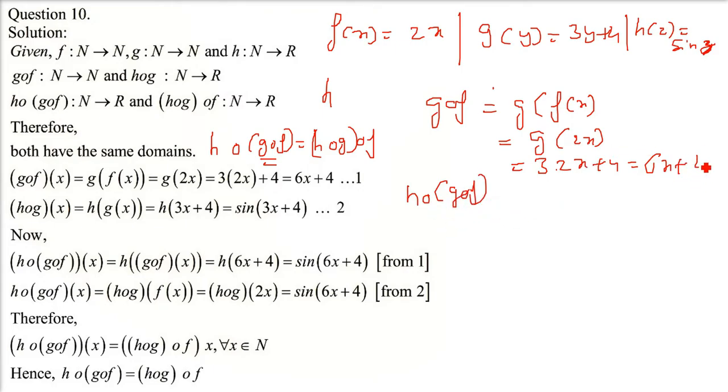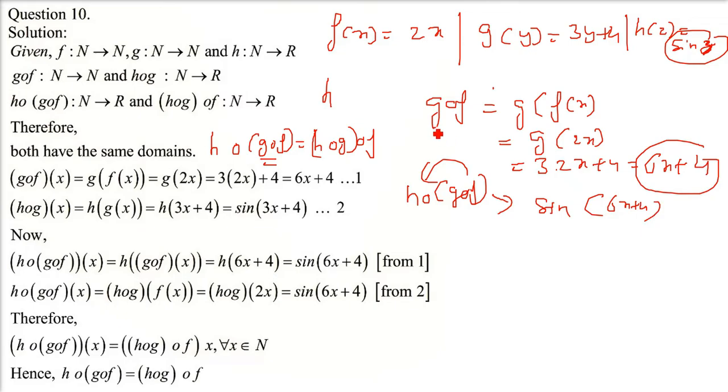Now h of g o f, what is g o f coming? 6x plus 4. So in h, in place of z, you have to put 6x plus 4. So sin(6x plus 4). This is h operation g o f. Now coming to the second part. As earlier we have already done, that is h o g first and then operation with f.